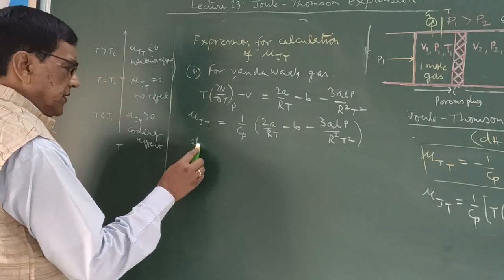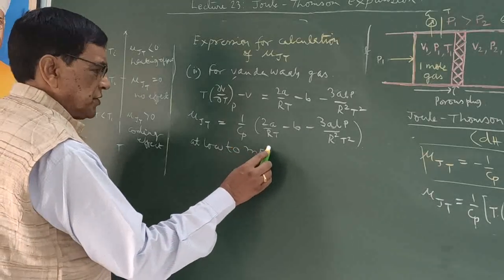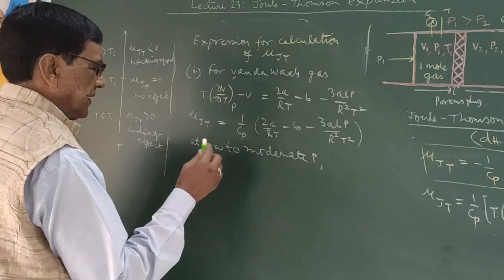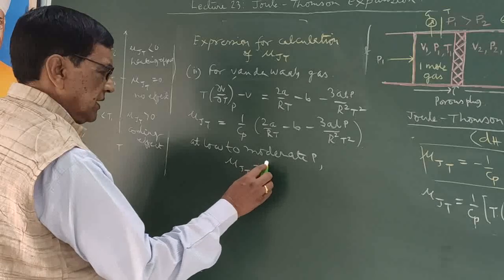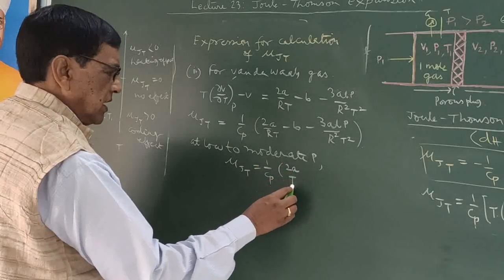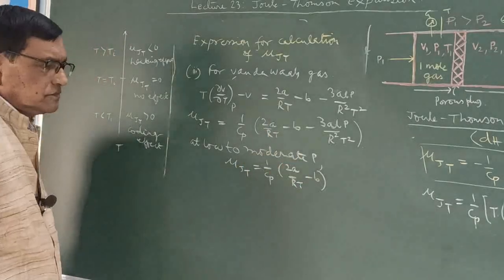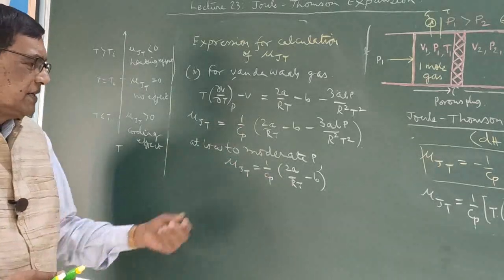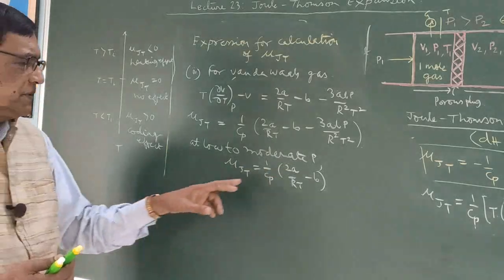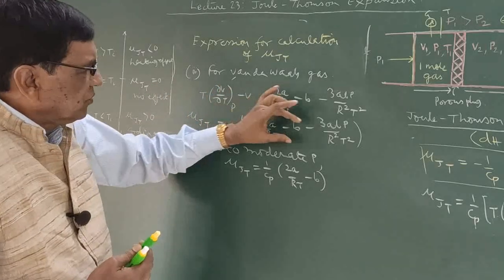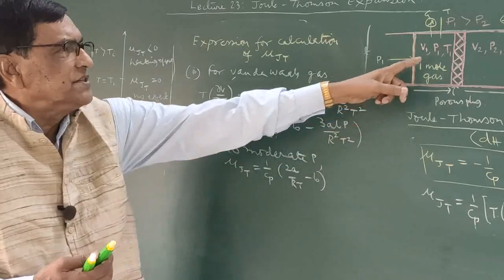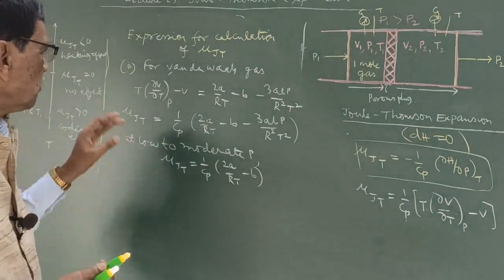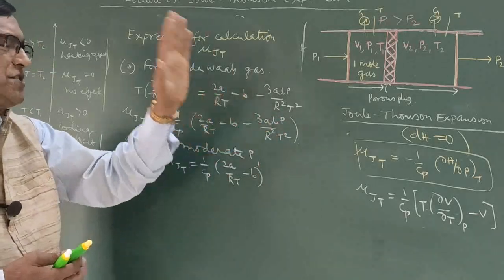At low to moderate pressures, this term you can neglect. So whenever this term is to be neglected, then it becomes very simple. Mu JT equal to 1 by Cp into twice A by RT minus B only. This result signifies that as the temperature is decreased, the mu JT is increased. A, B are fixed, Cp also fixed for a gas. And in this case also you can see the mu JT depends on temperature and pressure, initial temperature, initial pressure of this gas, and A, B, these are the characteristic constants of this gas. So mu JT depends on temperature, pressure and nature of the gases.